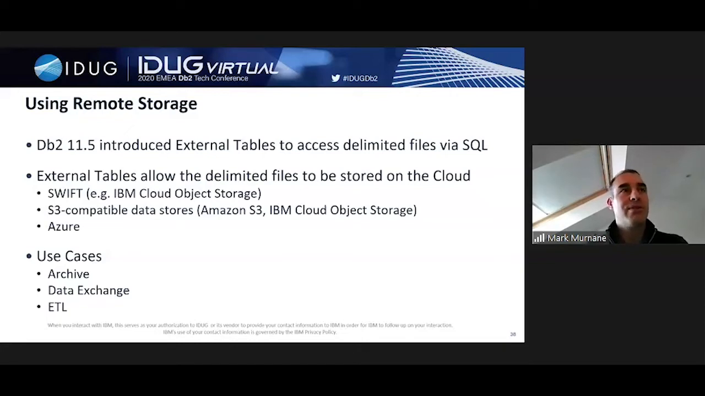For cloud object storage, there's a number of options. We can deploy them in Swift compatible sources, such as IBM Cloud Object Storage, S3 compatible data stores, such as the AWS S3 service, or again, IBM Cloud Object Storage, or even in Azure Blob Storage. And frequently, customers are using these increasingly for things like archive, for data exchange, or to facilitate ETL processes.